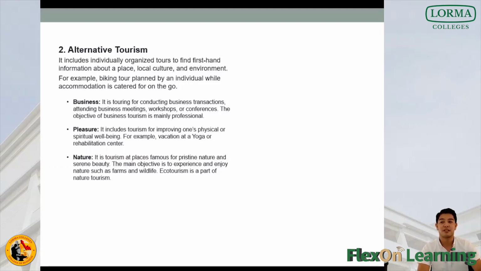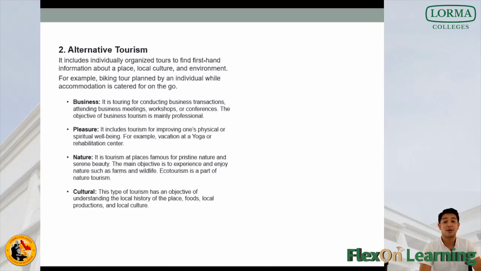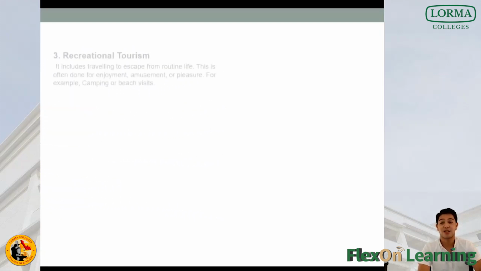Ecotourism is part of nature tourism, and we all love nature. Cultural. This type of tourism has an objective of understanding the local history of the place, food, local production, and local culture. While social includes tours conducted among relatives, friends, and others.